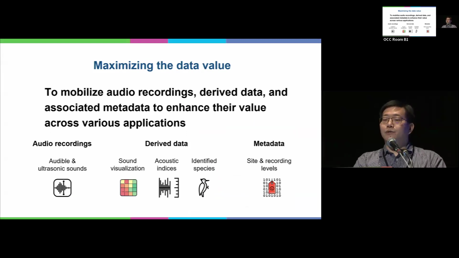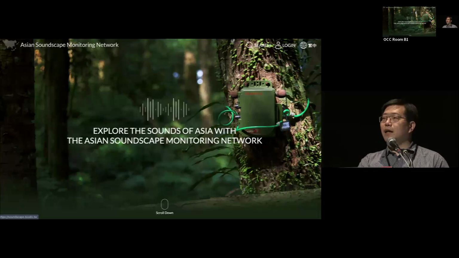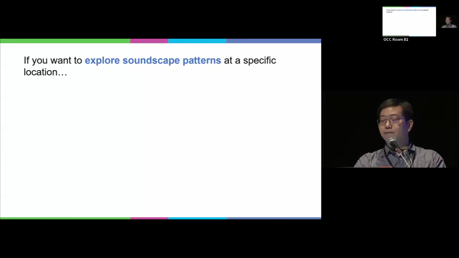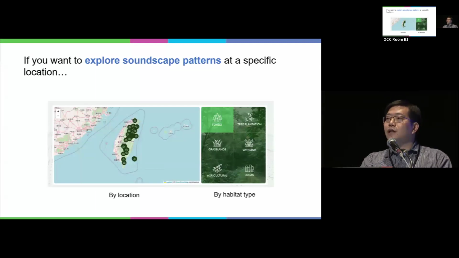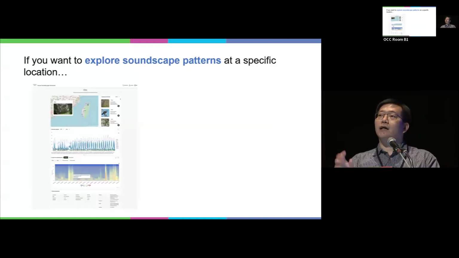So to maximize the data value, we developed a data platform to mobilize the data and encourage their use. So this platform allows users to explore and access soundscape data for a variety of purposes. For example, if you want to explore the soundscape at a specific location, you can filter the monitoring sites by their habitat type and select one based on their geographical location. Once you click on a specific site, you can get detailed information about it.